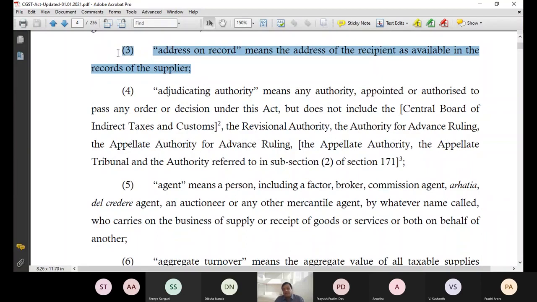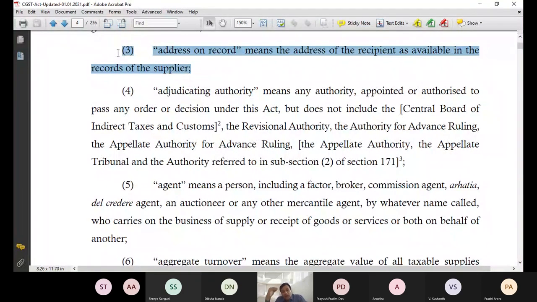This is what I have done for address on record. Now I am using address on record in IGST Act section 12 subsection 2, but I didn't find the definition in section 12 subsection 2 of the IGST Act. That was my first point. Then I went to the second point. In section 2 of the IGST Act I didn't find the definition of address on record. That was my point 2. Then I read the entire IGST Act and I didn't find this definition. That was my point 3.